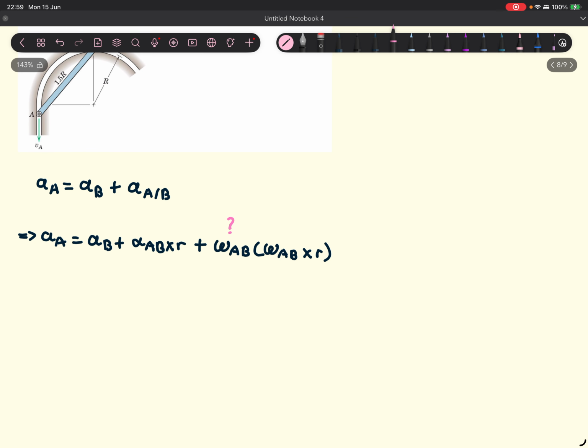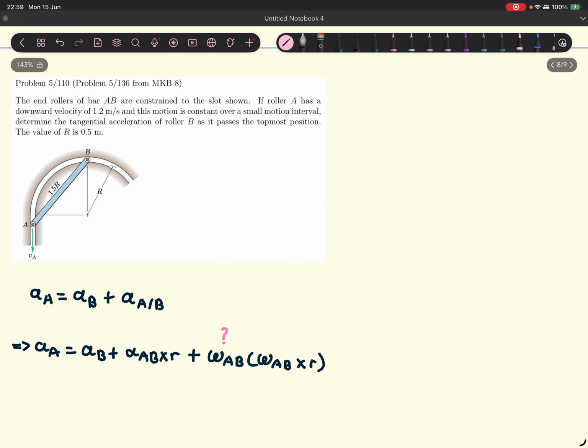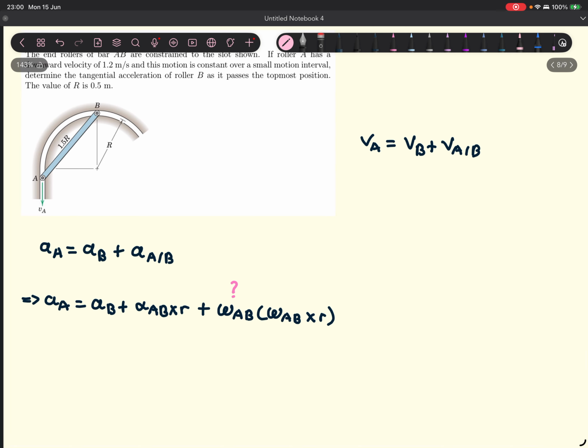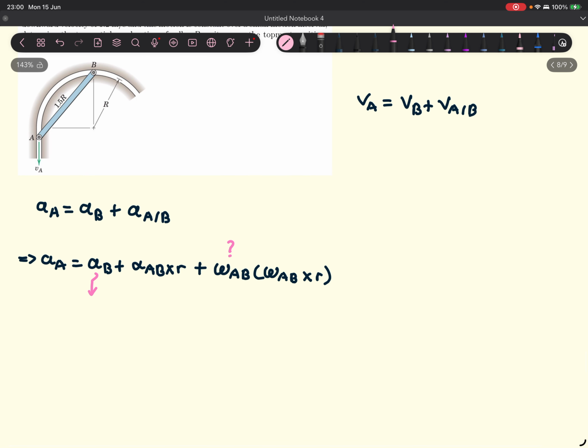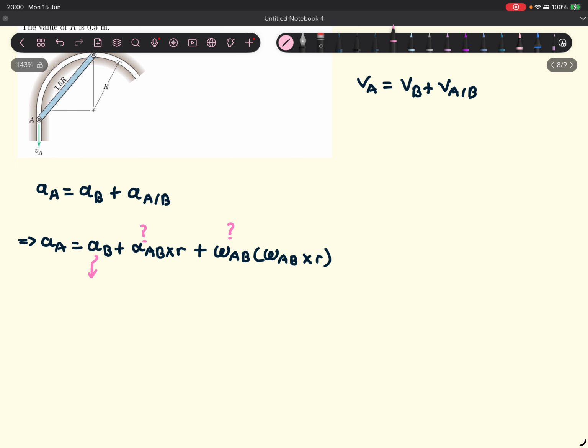So we can find omega AB by solving for the velocity between A and B. So if we can solve this velocity problem where we have VA is equal to VB plus VA relative to B, omega AB is in this relative term over here. And then the problem is the acceleration at B. And we also don't know the angular acceleration of AB.